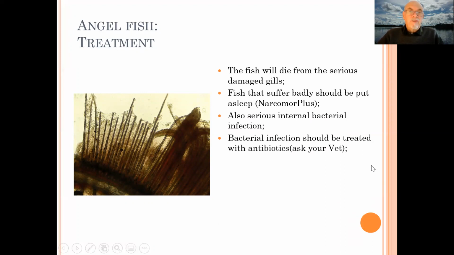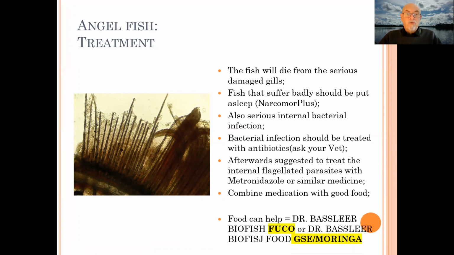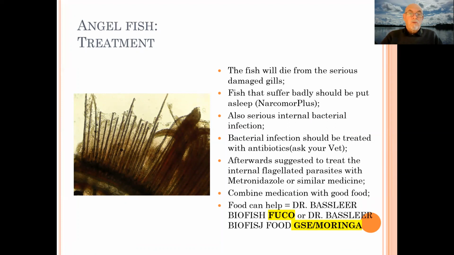Sometimes people use Viromor from Aquarium Munster. It can help in the beginning stage. Afterwards, we suggest to treat the internal flagellated parasites with a medication like metronidazole or a similar medicine which is available on the market. You can find some in the pet shop. Combine the medication with a good food. We recommend to use Dr. Bassleer Biofish Food Fuco or grapefruit seed extract moringa, particularly in the case of bacterial infections. And later on, to help control parasitic infections like Spironucleus, you can use our Bifidus food Lapacho, which helps to control those internal parasites in the intestine.